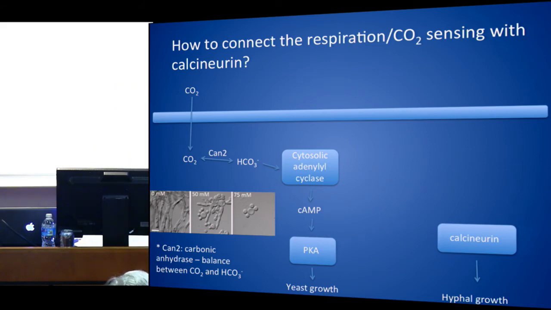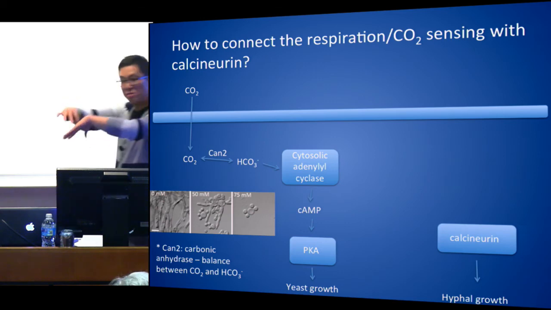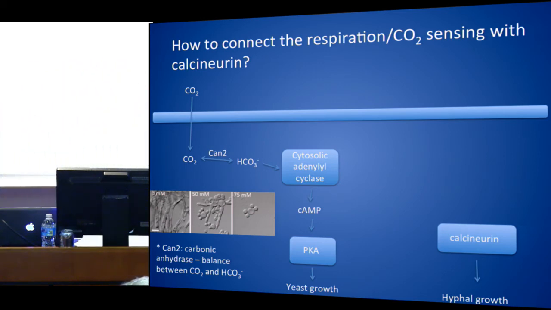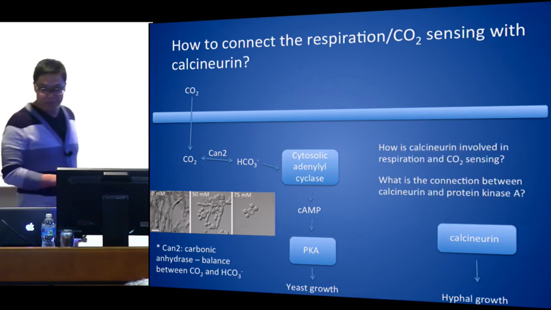What's their relationship? A very simple explanation is this is a phosphatase, this is a kinase. They are doing exactly opposite things. They may share the same substrate. They're fighting each other or competing with each other. But we found otherwise, evidence.